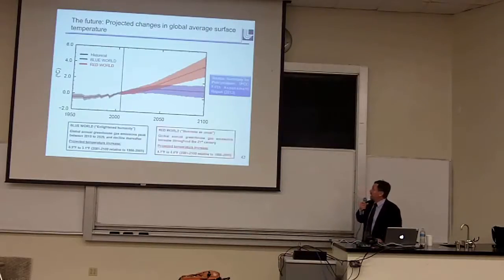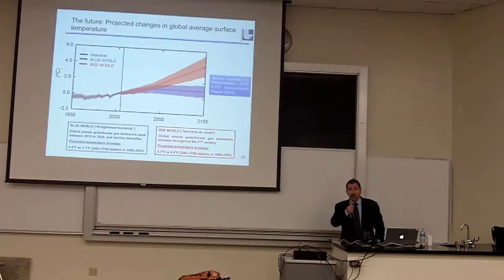In red world, business as usual, it's assumed that global annual greenhouse gas emissions increase throughout the 21st century, and you get a projected temperature increase ranging from 4.5 Fahrenheit to 8.5 Fahrenheit. So which pill are we going to take? The red pill or the blue pill?